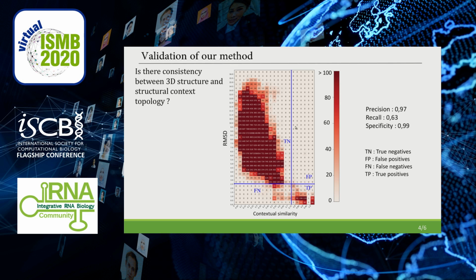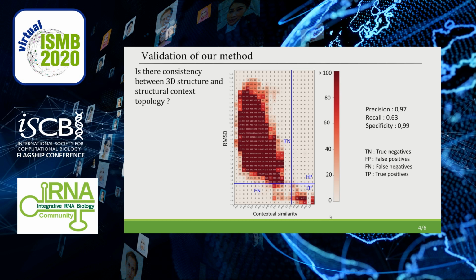This is a heat map representing the distribution of RMSD values and contextual similarity values for each pair of occurrences. In each cell, there is the number of pairs of occurrences that have an RMSD value between the bounds indicated in the ordinate axis and the contextual similarity value between the bounds indicated in the x-axis. And we see at first that for lower values of RMSD, we have a good correlation of the 2 metrics, because the better is the RMSD, the better is the contextual similarity.